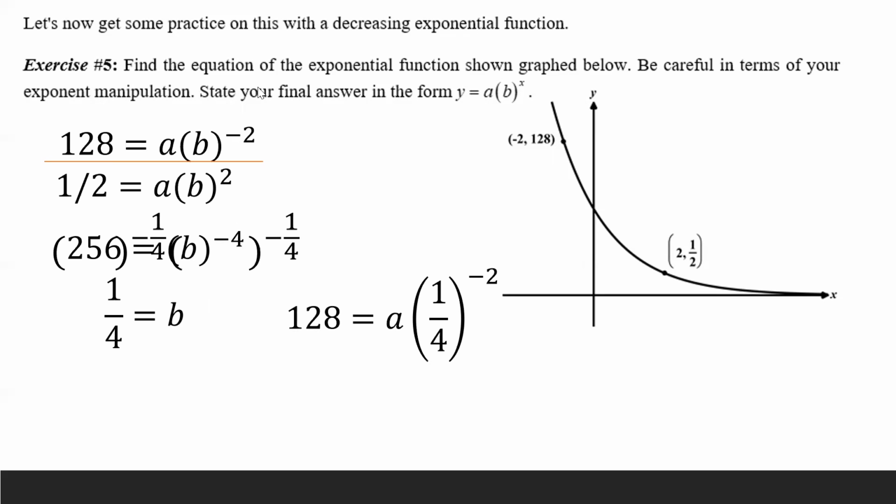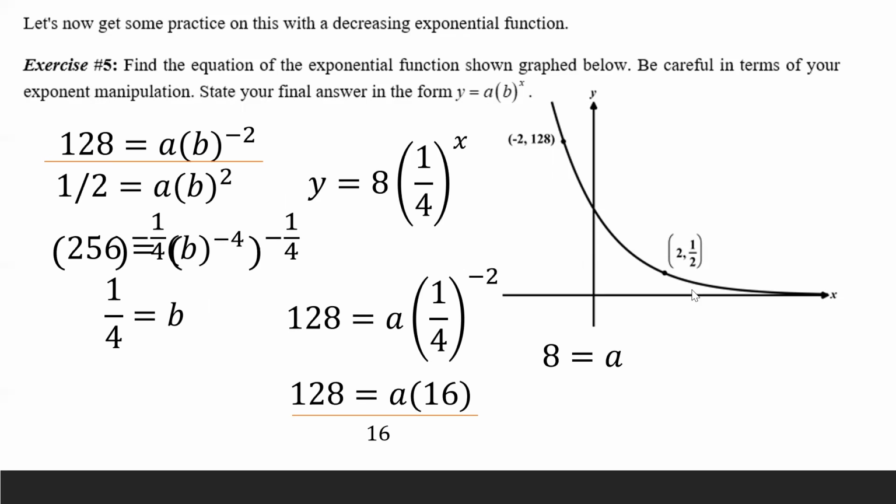Plug it into one of your equations. I chose the first one. 1/4 raised to the -2 is 16. Divide both sides by 16. You end up getting a equals 8. And there's your equation. Okay. There's your equation. Pause the video if you need to write that.